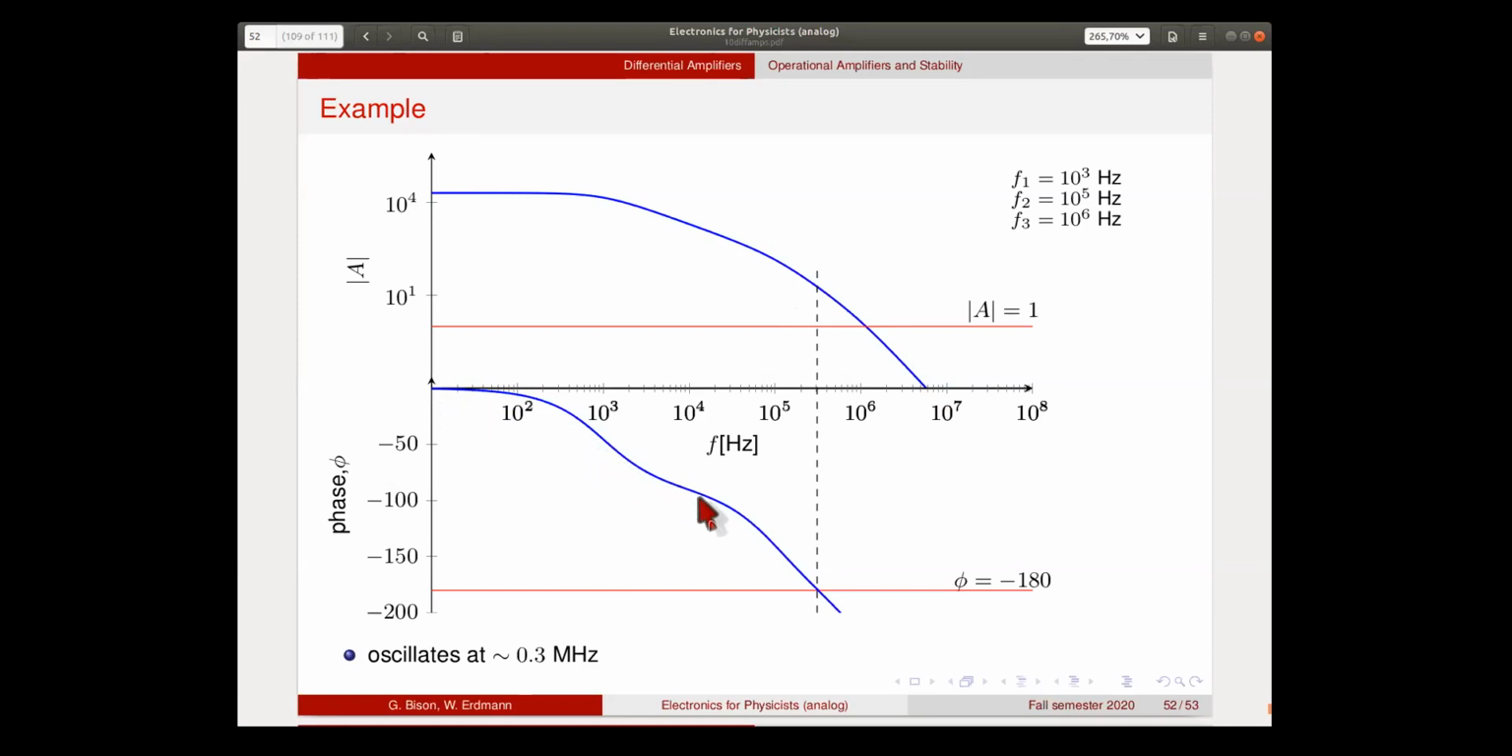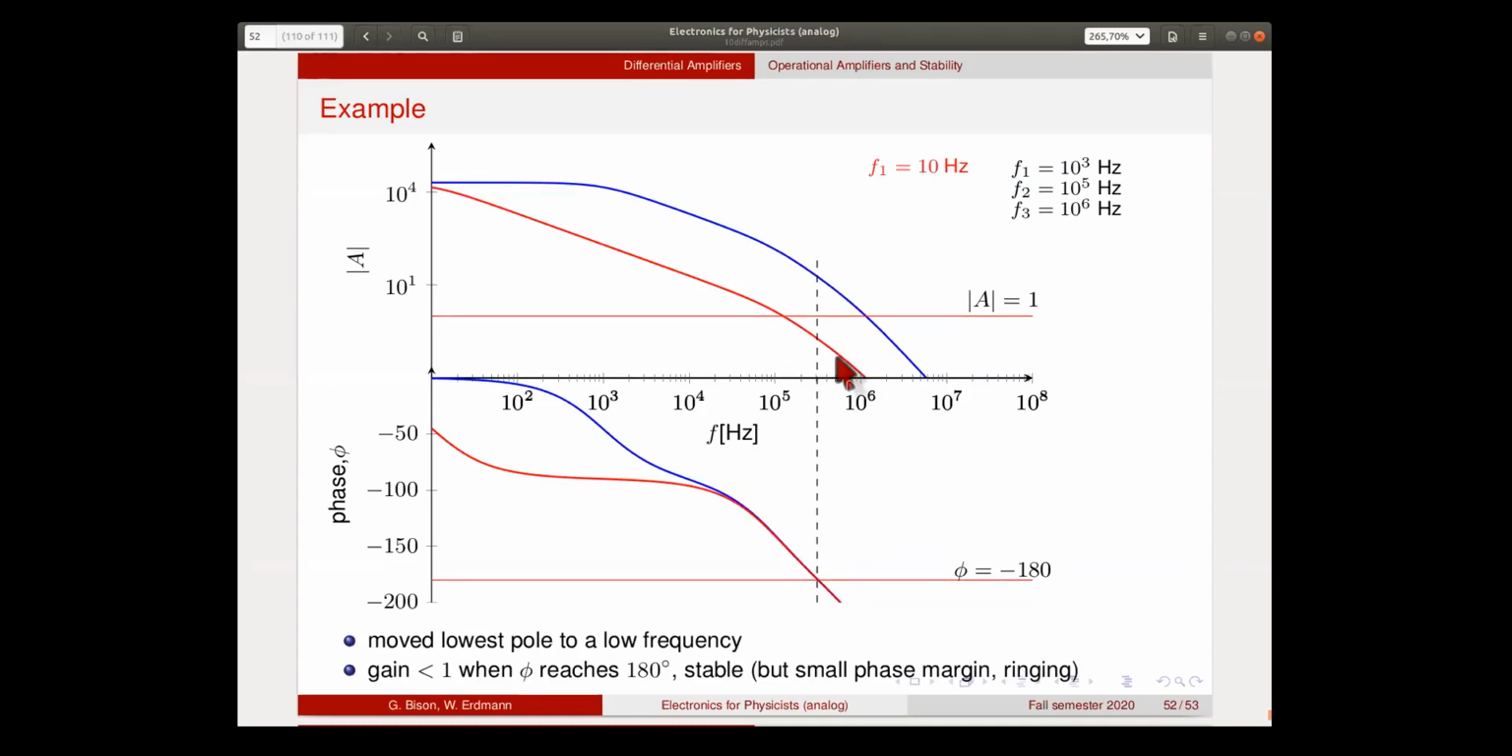And then you come to the next one, and as you go through it, it starts to turn to 180 degrees. And if you reach the 180 degrees while the gain is still larger than 1, the amplifier will start to oscillate. So in this particular case, your amplifier will oscillate roughly at 0.3 megahertz. So the cure here is to move the lowest pole to a much lower frequency to make sure that at the point where the phase reaches 180 degrees, your gain has dropped below 1.